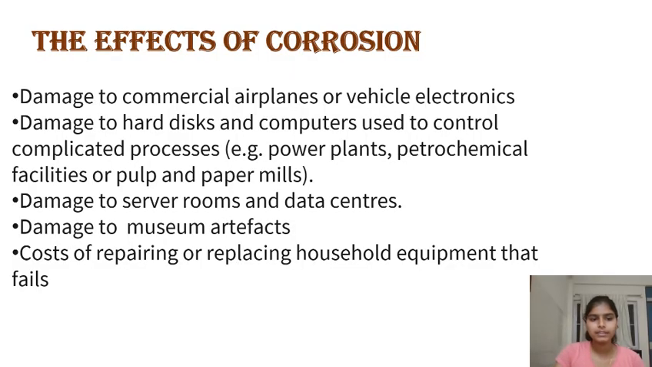Topic: the effects of corrosion. Let us discuss the effects of corrosion. It damages commercial aeroplanes and vehicle electronics, and it also damages the hard disks and computers used to control complicated processes, for example, power plants, petrochemical facilities, or pulp and paper mills. It also damages server rooms and data centers and museum artifacts, and adds the cost of repairing or replacing household equipment that fails.